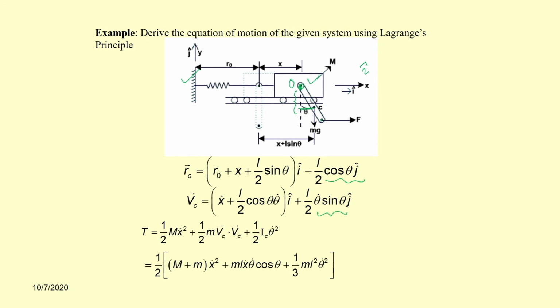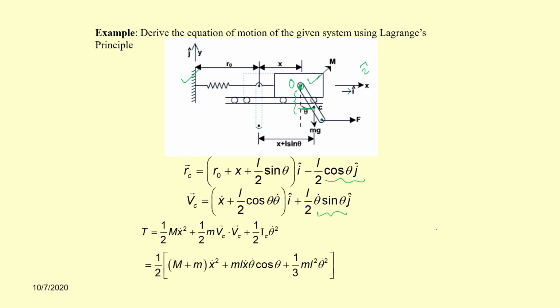By writing about C, you can write this as half m v c dot v c, that is velocity dot velocity. That equals half m v square plus half I c into theta dot square. Expanding this, you can write it as half of m plus m x dot square plus m l x dot theta dot cos theta plus 1/3 m l square theta dot square.